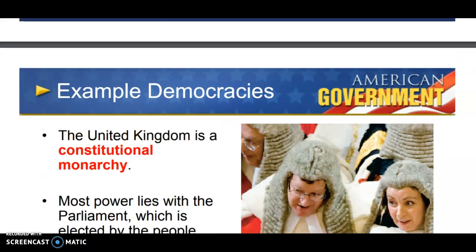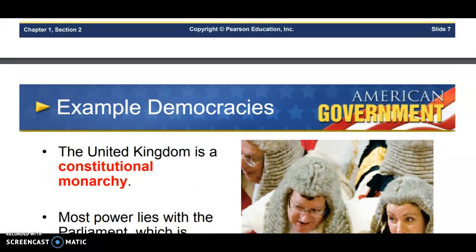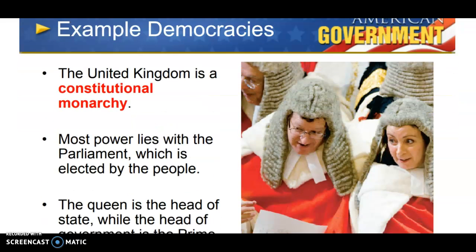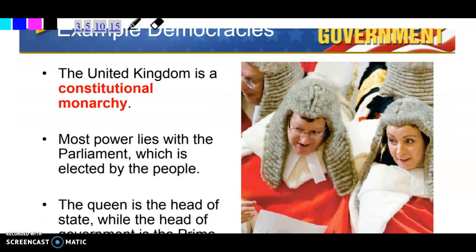So for the next heading, you're going to write example democracies. We're going to talk about some different examples of democracies around the world. So example democracies is your next heading. And underneath that heading, you're going to write about the United Kingdom.